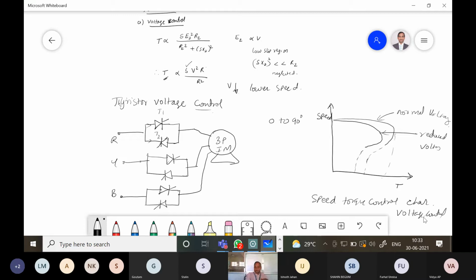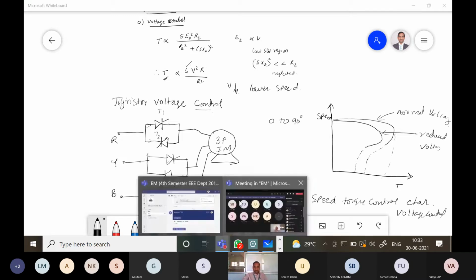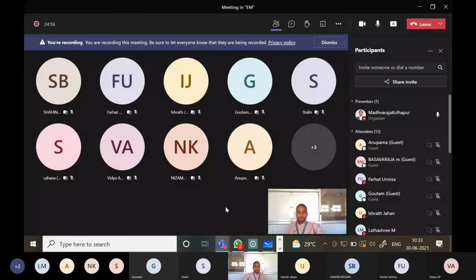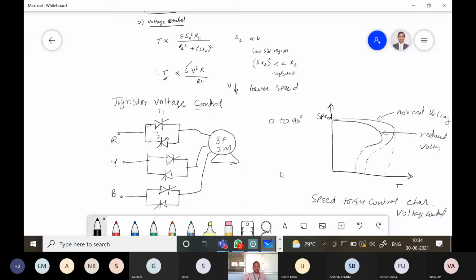Okay, is it clear? Anybody having any doubt regarding this, how to control the speed of a three-phase induction motor? So next we will discuss variable frequency control.